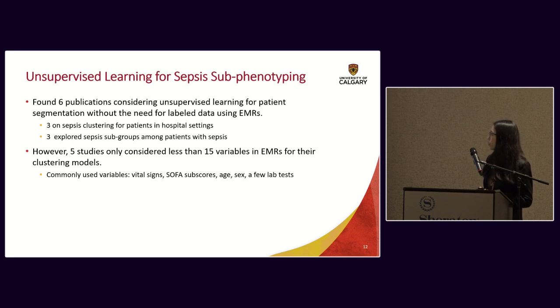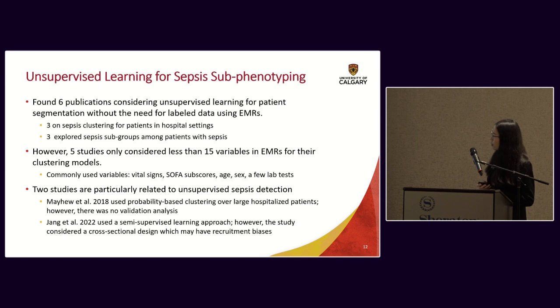Among these 6 studies, 5 of them considered fewer than 15 variables from the large amount of EMRs for their modeling approach. The commonly used variables include vital signs, SOFA subscores, age, sex, and a few laboratory test variables. Only one study actually used comprehensive EMR data, including many elements from medications and laboratory tests and also comorbidities. But that study is mainly about sepsis treatment pattern subgroups among patients with sepsis. So it's not exactly for sepsis detection.